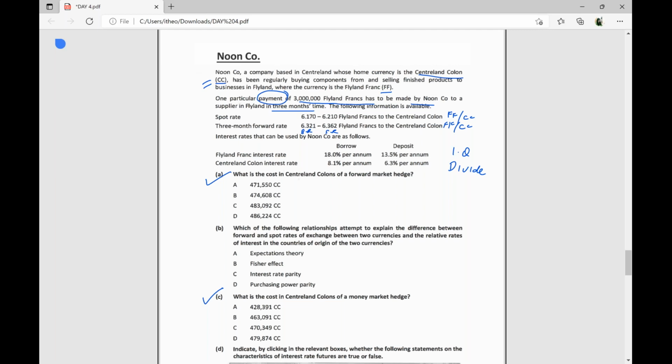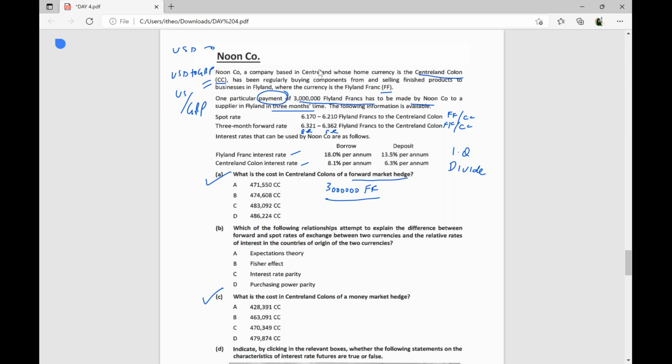Forward market hedge means forward exchange contracts. It's a 3 million payment, multiply, divide. You're paying. For a payment, you need to have a buying contract, so you need to buy.